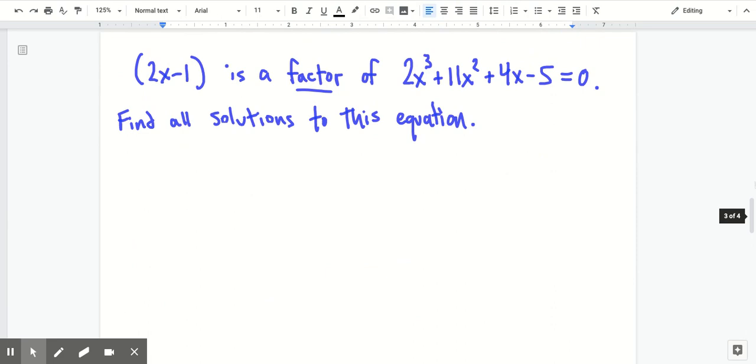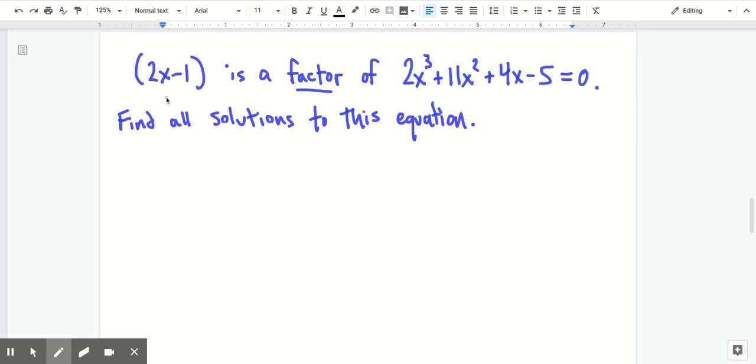So let's go ahead and look at this last problem for the video. Second to last, actually. Sorry, I got one more thing after this. So this second to last problem right here says that this parenthesis is a factor of this equation. When you see that, that tells you when you divide, it goes in evenly. We did one like this in the last video. So this time, we're going to use synthetic division.